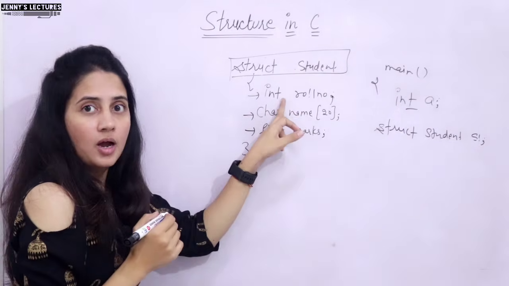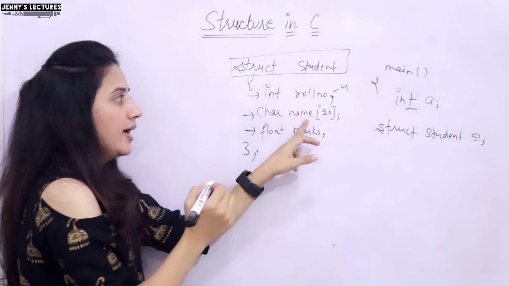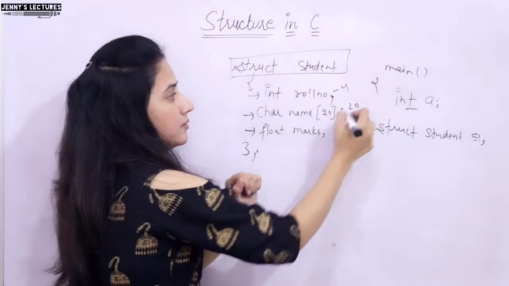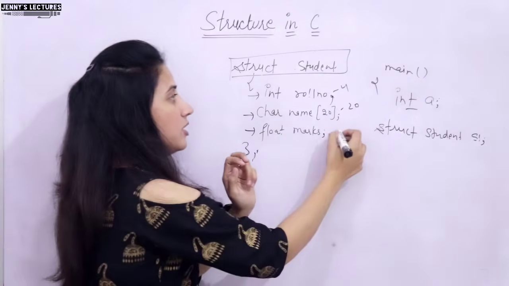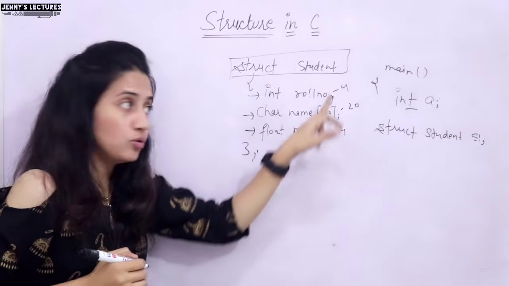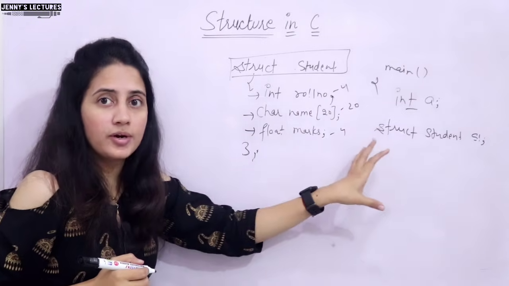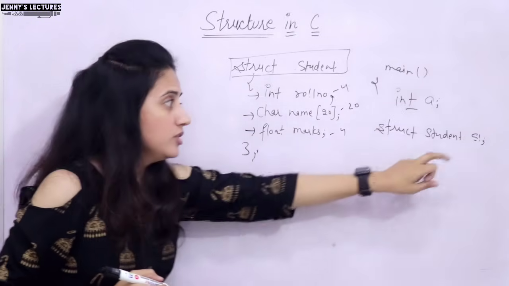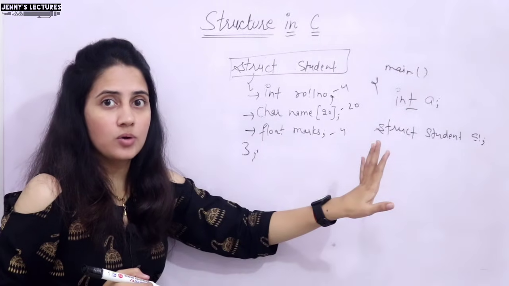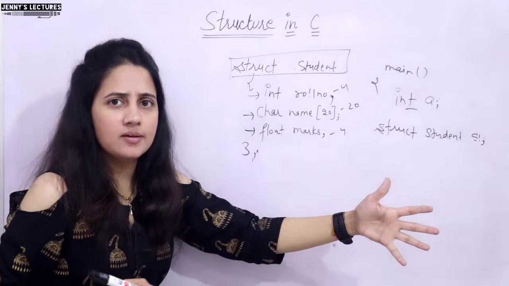Int roll number, how many bytes? 4. Char name, how many bytes? 20, 1 byte for each char. Float marks, how many bytes? 4. You can just do the total of this, and this many bytes have been allocated to this s1. That we will discuss in detail, right?